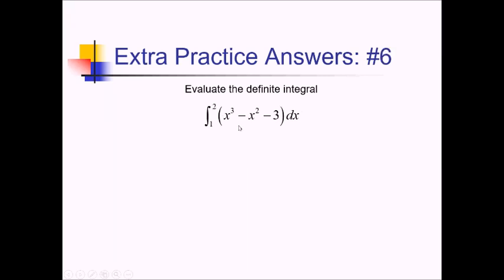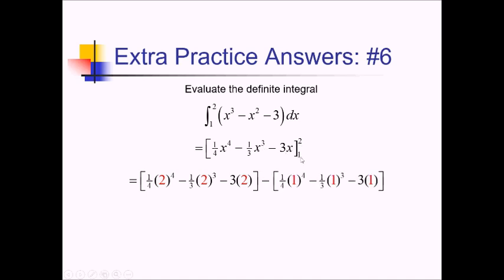To evaluate this integral, we have to first take the antiderivative. So using our reverse power rule, this first exponent is going to bump up to a 4. Dividing by that, we have 1/4 x to the 4th, minus, this one bumps up to a 3, so this is going to be 1/3 x to the 3rd, minus, we've got a 3x there. All of this evaluated from 1 to 2. So I've got all of this stuff with 2 plugged in, minus all of this stuff with 1 plugged in.